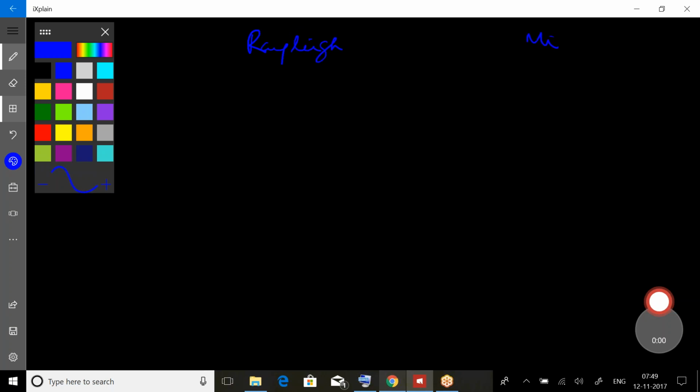Rayleigh scatter and Mie scatter. Say, for example, the light is coming in this direction and it hits a particle. Here also, the light in this direction, which is the direction of the light, hits a particle here.